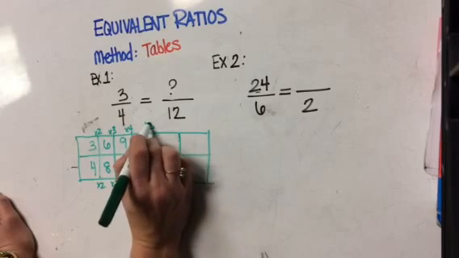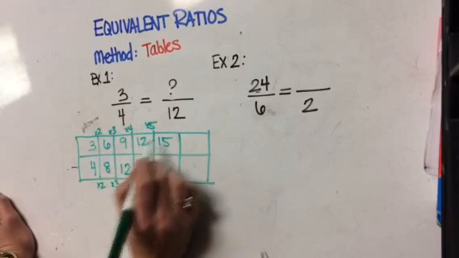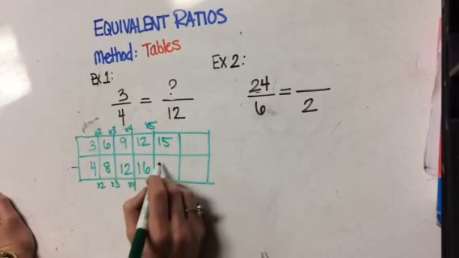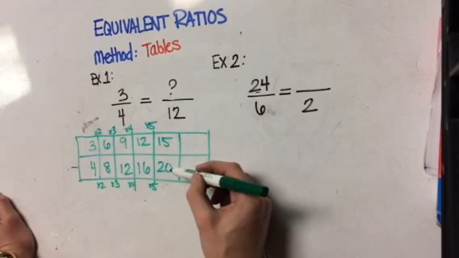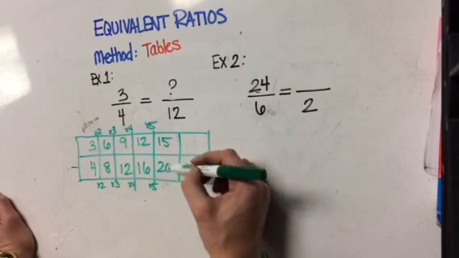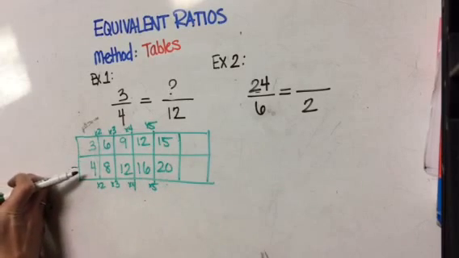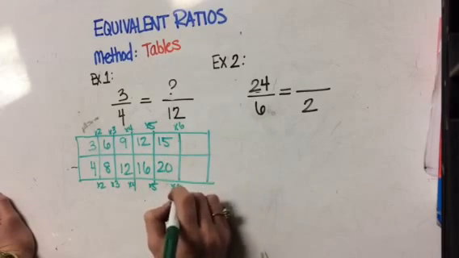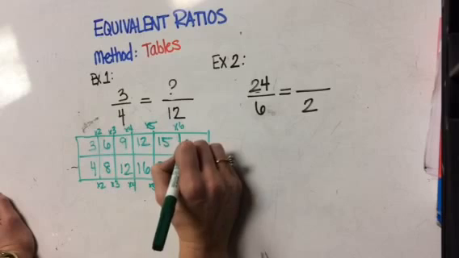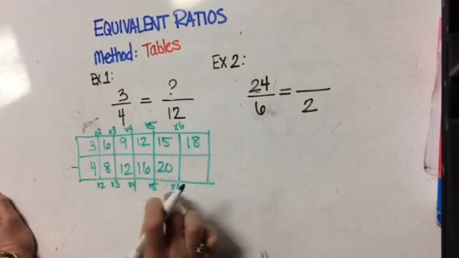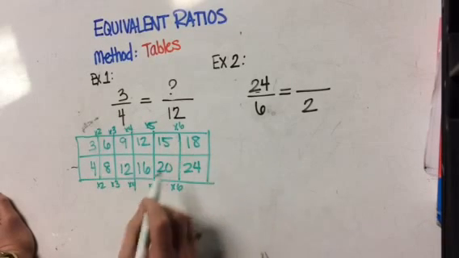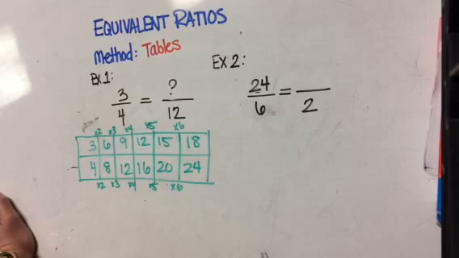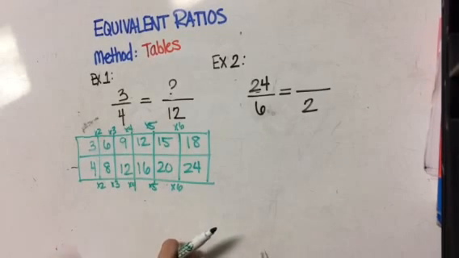I can go times 5. 3 times 5 is 15. 4 times 5 is 20. So 15 to 20 is equivalent to 3 to 4. Let's finish it off with 6's. 3 times 6 is 18. 4 times 6 is 24. So I see all these equivalent ratios that I have are really all the same as 3/4. They're just in different forms.